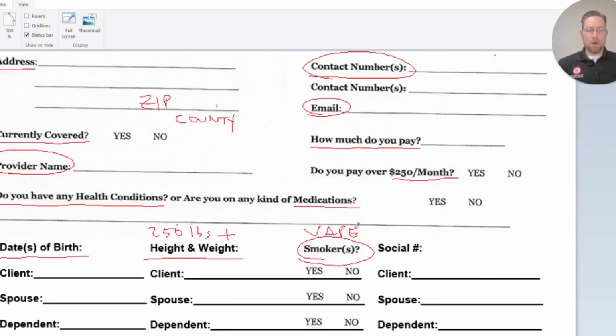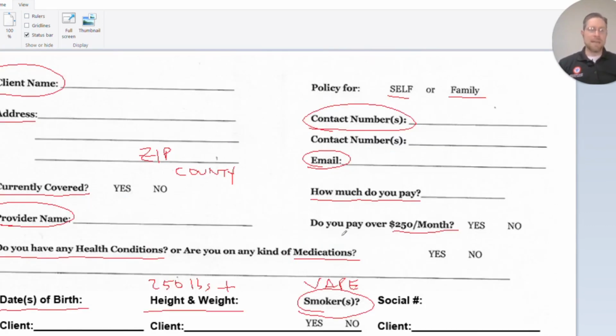Now, the purpose of this sheet is to eliminate the plans that they will not buy. So when you first get on the phone with a prospect, you have several options on the table. The Affordable Care Act, you have short-term medical, you have indemnity, and you have health care shared ministry. As you ask the questions, you are eliminating the plans that they won't buy. So let's go through that.